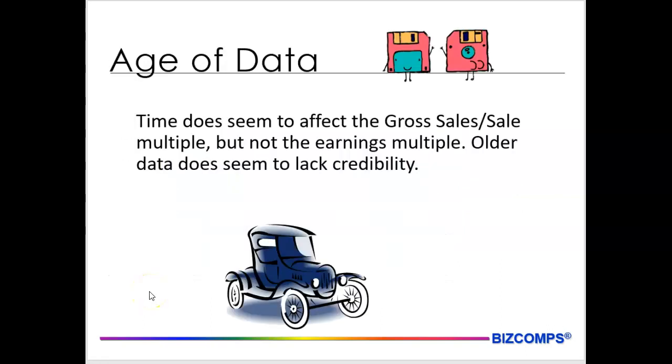So we can see that the age of the data is important. As we just saw, time does seem to affect the gross sales price to gross revenue multiple, but not the earnings multiple. Therefore, you can see that possibly the older data does seem to lack some credibility.